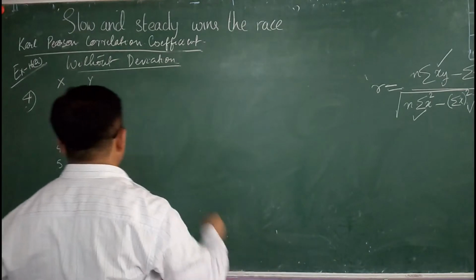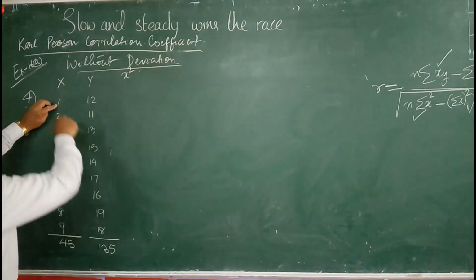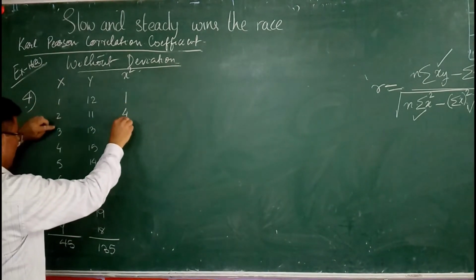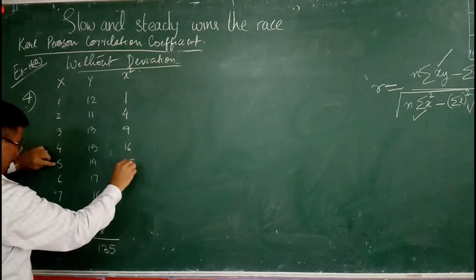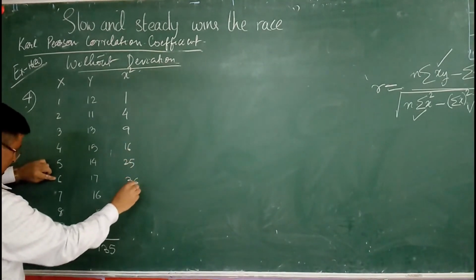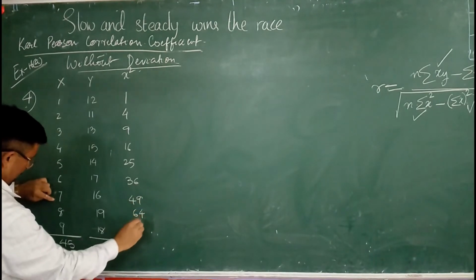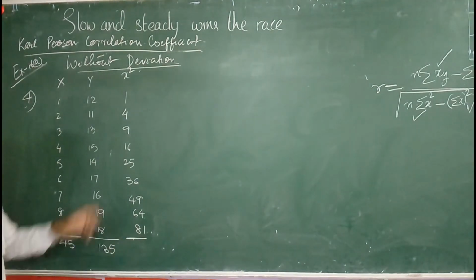So first of all we are going to calculate the x square column. I may need your help. So the square of this: 1, 4, 9, 16, 25, 36, 49, 64, 81. In the meantime, somebody can give me the sum of all this.